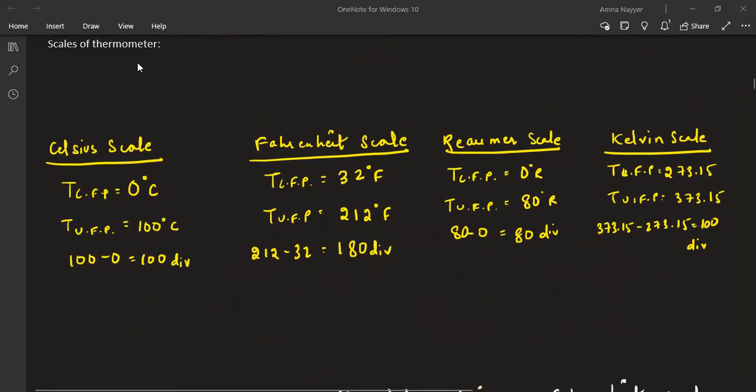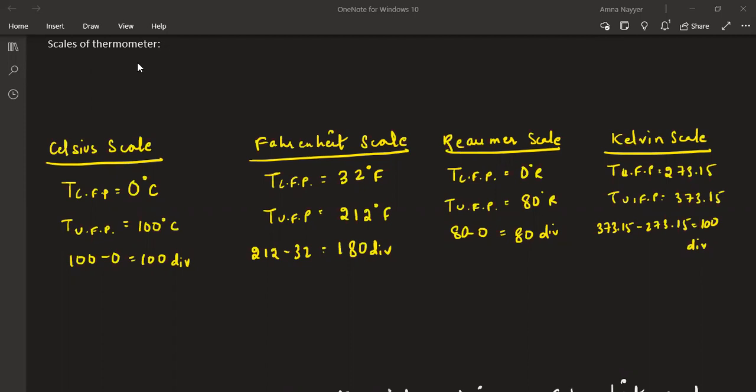Look here, for scales of temperature, you have 4 scales. I have written the lower fixed point and upper fixed point. For the Celsius scale, the lower fixed point is 0 and the upper is 100. So the number of divisions, the number of lines you see on the thermometer, will be upper minus lower, that is 100 divisions. Then you have the Fahrenheit scale. The lower fixed point is 32°F and the upper fixed point is 212°F. So 212 minus 32 gives 180 divisions.